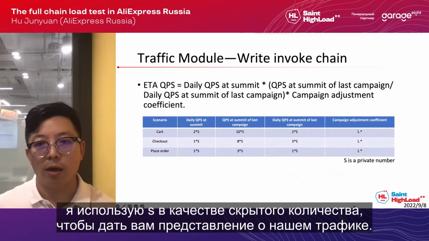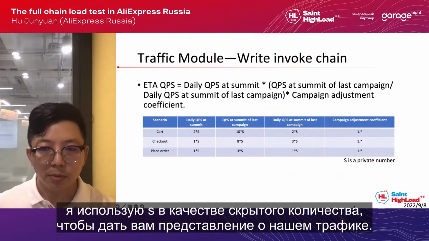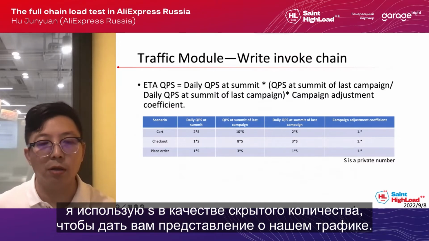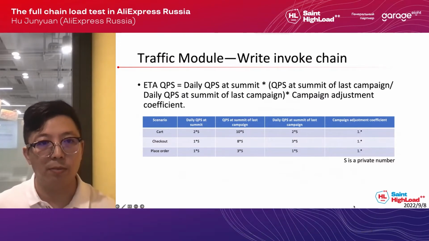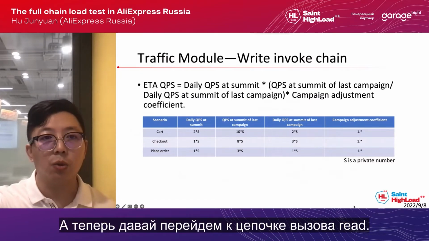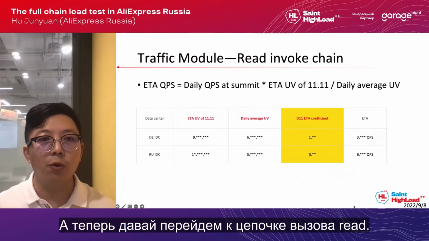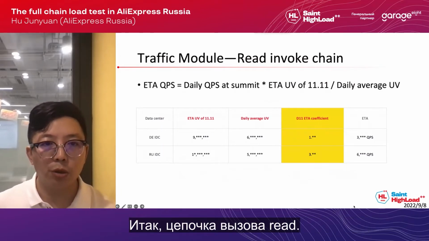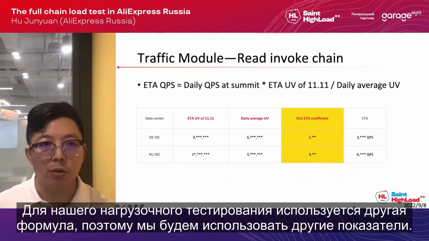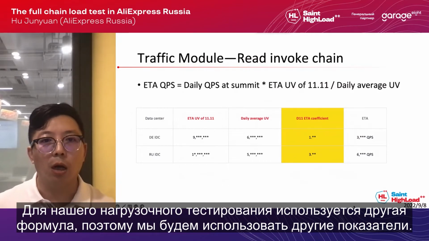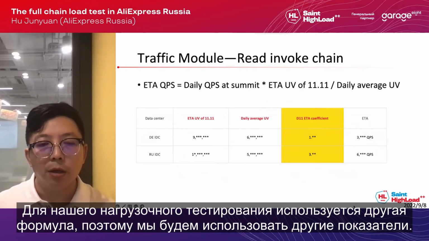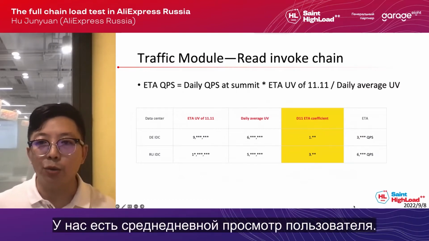I use the QPS as a private number to give you an understanding of our traffic. And next, let's go to the read invoke chain. The read invoke chain uses a different formula for our load test. So we will use another indicator. It is DAU, the daily average user view.